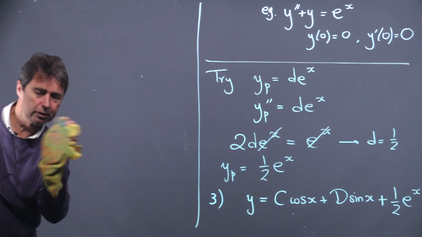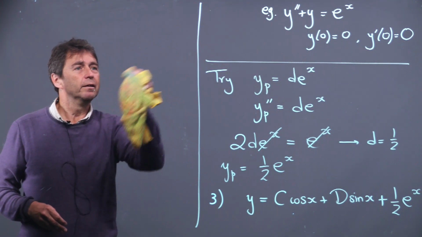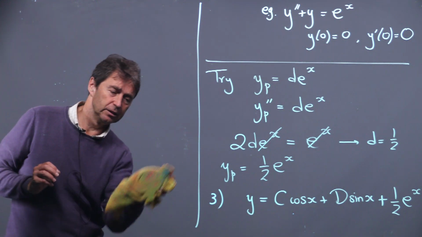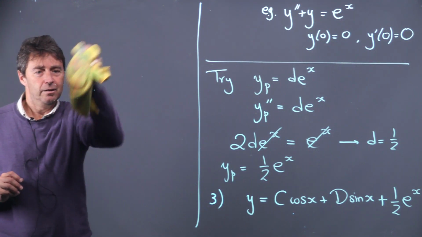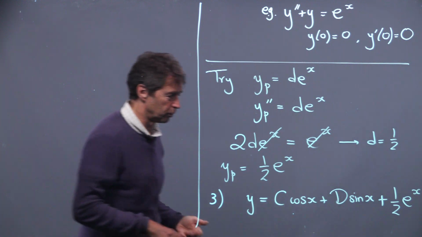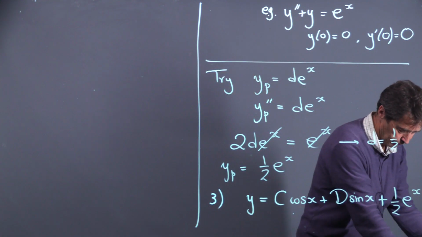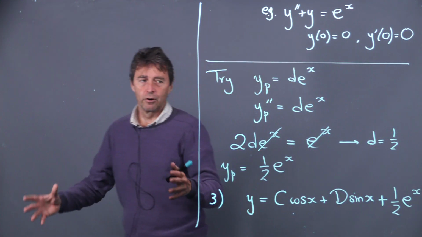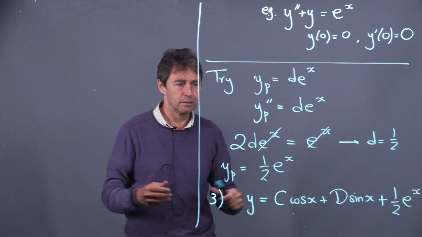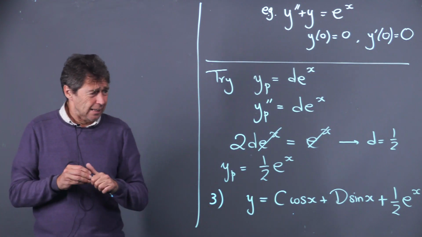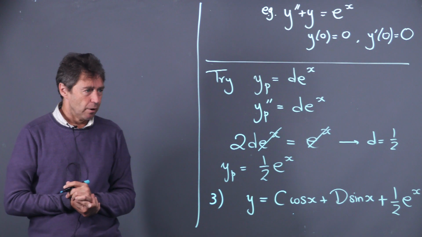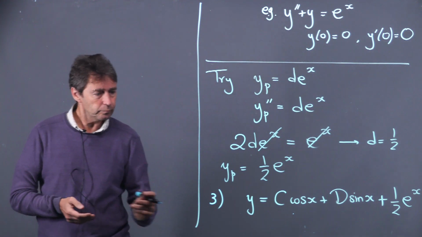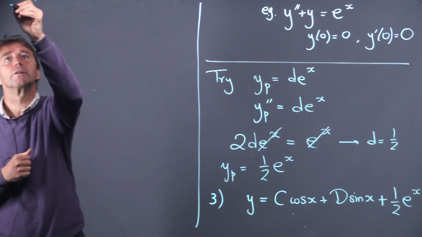In the lecture notes, there is a helpful table that says, okay, if this is your right-hand side, these are suitable trial particular solutions. Once you've done it a few times, you get the hang of it, and it's not quite as worrisome as you might think to begin with. Okay, let's just apply the initial conditions here.